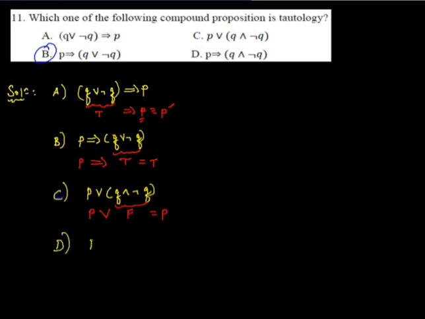D, P implies Q and negation of Q. Look, this is false. Q and the negation of Q is false. So P implies false. Still, it depends on P. If P is false, the output will be true. If P is true, the output will be false. So the compound proposition in D cannot be a tautology. Therefore, our answer is B.